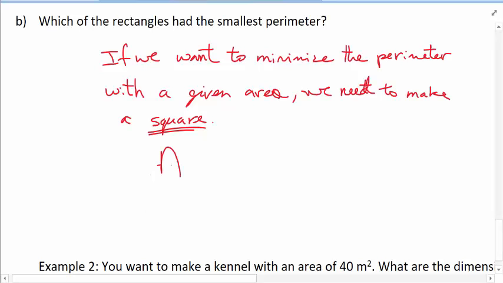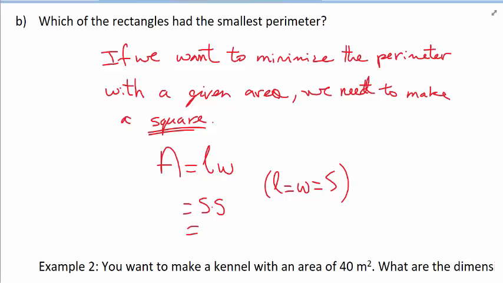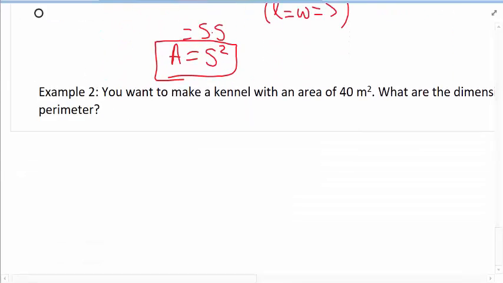So again, what's the area formula? Length times width. However, for a square, the length is equal to the width, which equals S. So you get S times S. And S times S is S squared. Oh, look at that. S squared. Remember, guys, chapter 2, when we drew x squared. X squared was a square. So x squared represents the area of a square, but that's x by x. In this case, the formula is S squared.